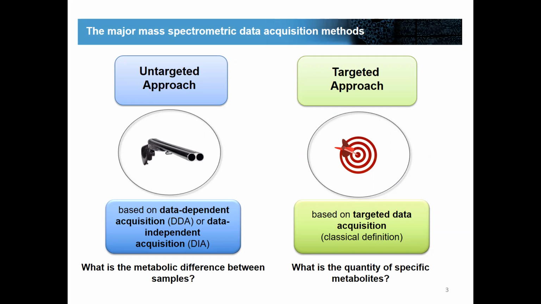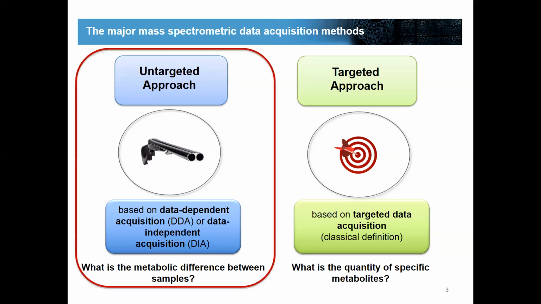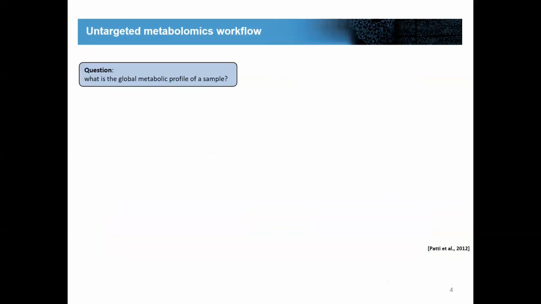In a targeted approach, this is more based on targeted data acquisition. And here the aim is to answer the question, what is the quantity of a specific metabolite within a biological sample? So I want to start off with the untargeted approach and go into a little bit of detail on the workflow. This is also something we commonly perform here at the BayBioMS.